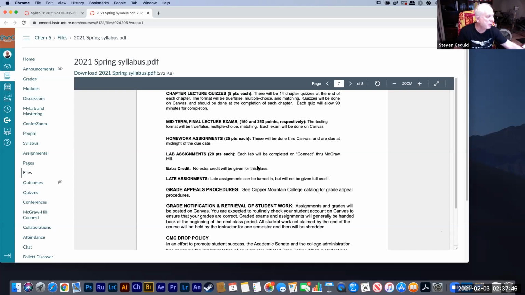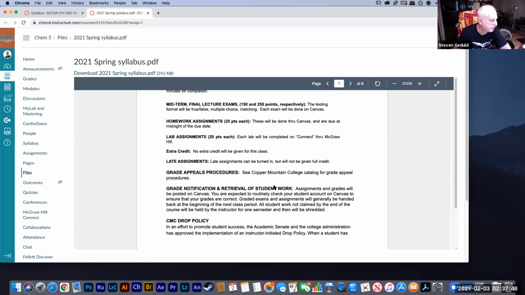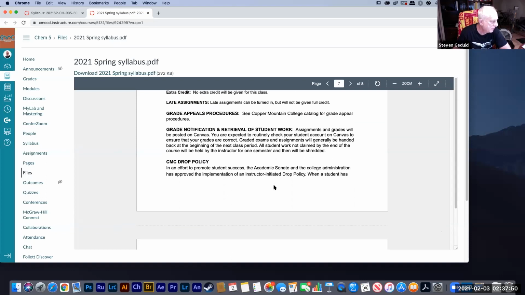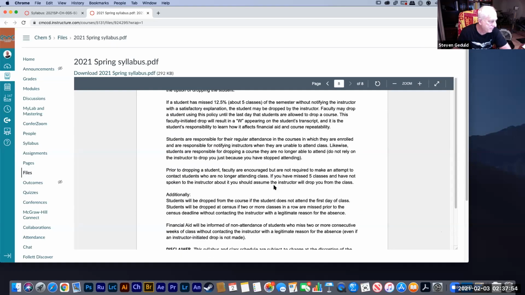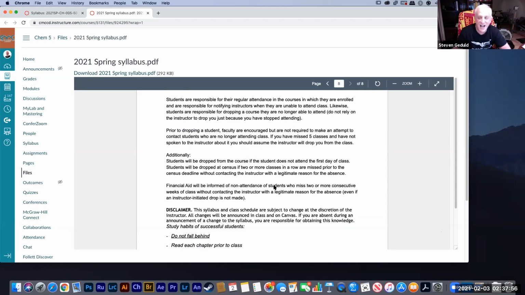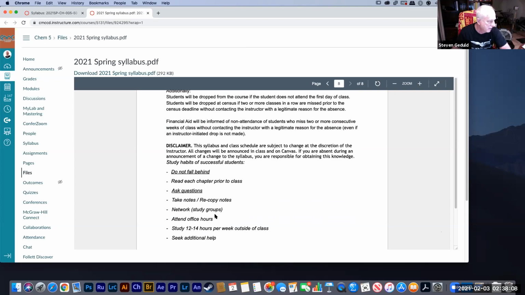If you want to appeal the grade, it's the same procedures we've always done through Cotton Mountain College. Grade notification, the drop policy is still the same. I'm not going to drop anybody unless they ask to be dropped, because you don't have to attend the lecture. So if you don't attend the lecture, I'm not going to drop you. But I do want you to do the work. I want to see progress of you actually doing the work and working on things.